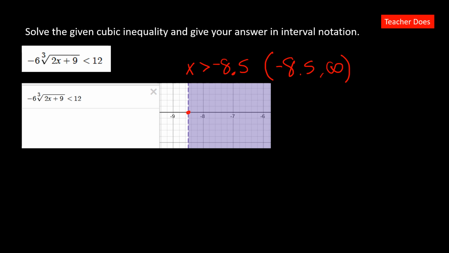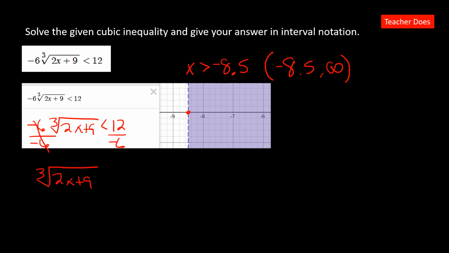If we were going to do this by hand, okay, we would take this negative 6 cube root of 2x plus 9 is less than 12. We would divide both sides by negative 6 to simplify it out. We'd have the cube root of 2x plus 9. Now, because we are dividing by a negative value, our sign flips. We'd have 2. To get rid of a cube root, we want to cube both sides. These simplify out. We'd have 2x plus 9 is greater than 2 times 2 is 4 times 2 is 8.